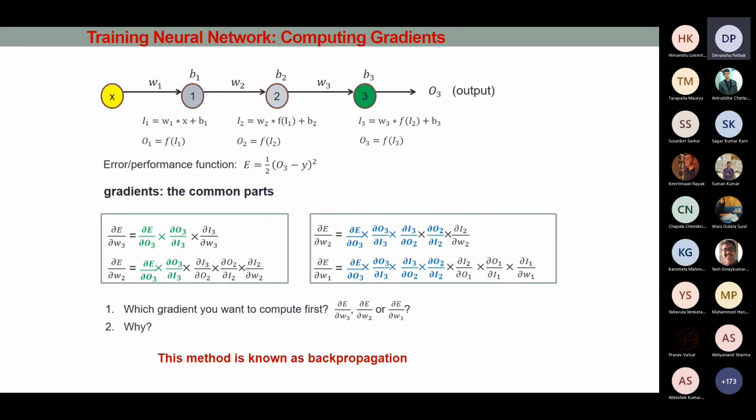So if the chain becomes very, very long, that means the number of expressions of that particular derivative will also increase. Which is a pretty common case in deep neural networks, because deep means you are taking too many hidden layers. And that means basically the chain is increasing.